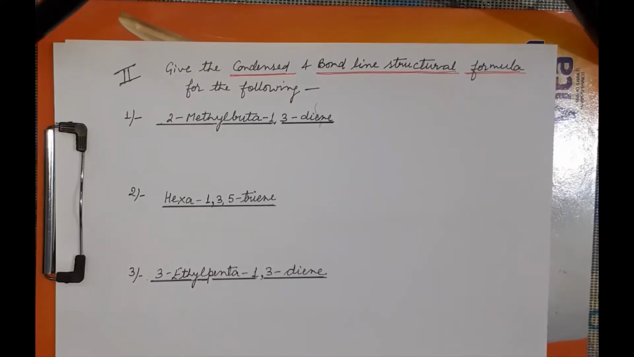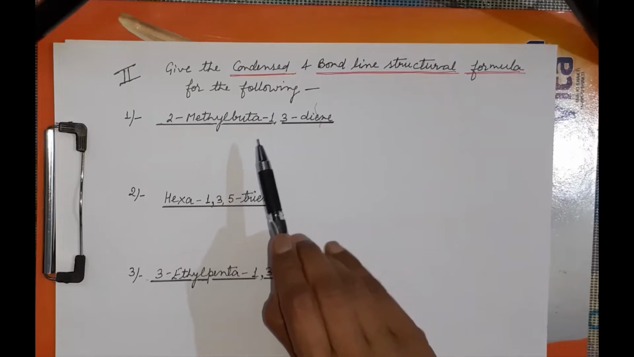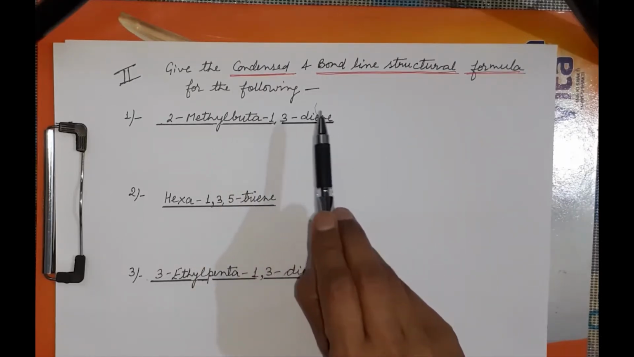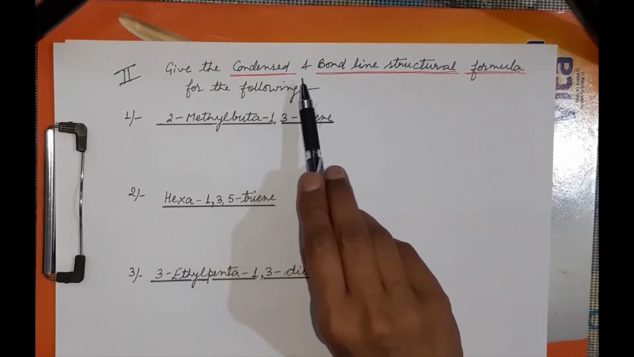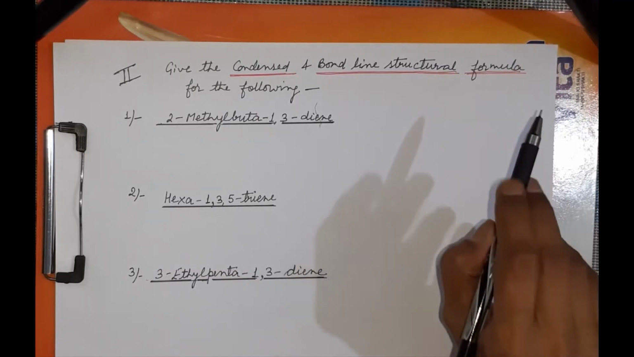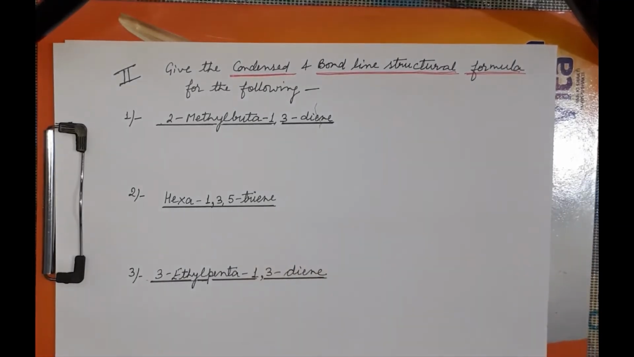Now, in this second type of question that can be asked in your exam, you are given the IUPAC name of the compound, and you have to write the condensed and bond line structural formula of the compound. So let us understand with the help of examples.